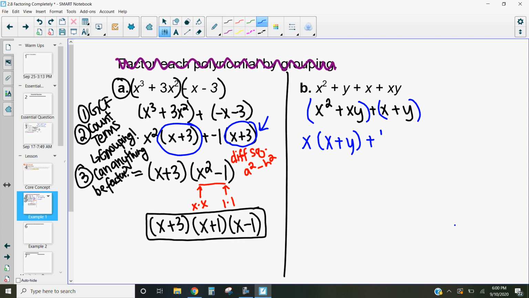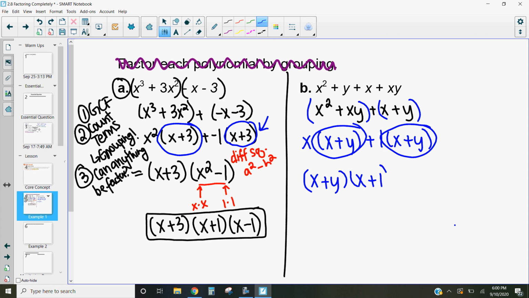And I can factor a 1 out of this one and get that x plus y. And notice, now I have 2 terms that are the same. So I can simplify this, and I get x plus y times x plus 1. Now, is there a greatest common factor here? The greatest common factor is 1, so we're good.